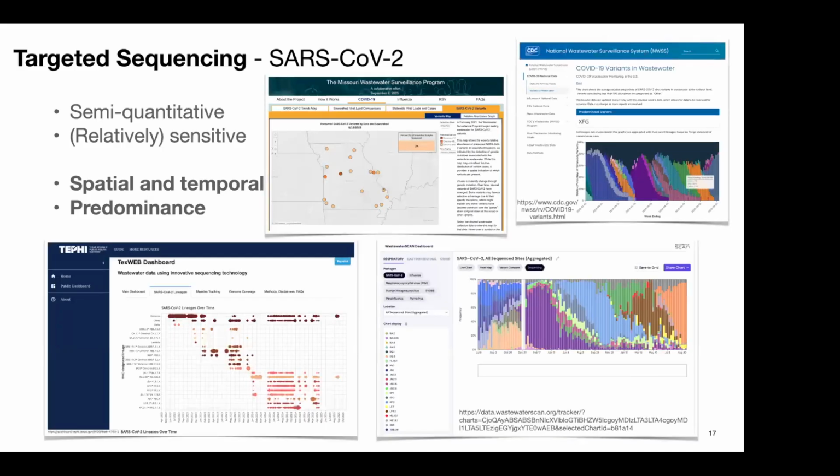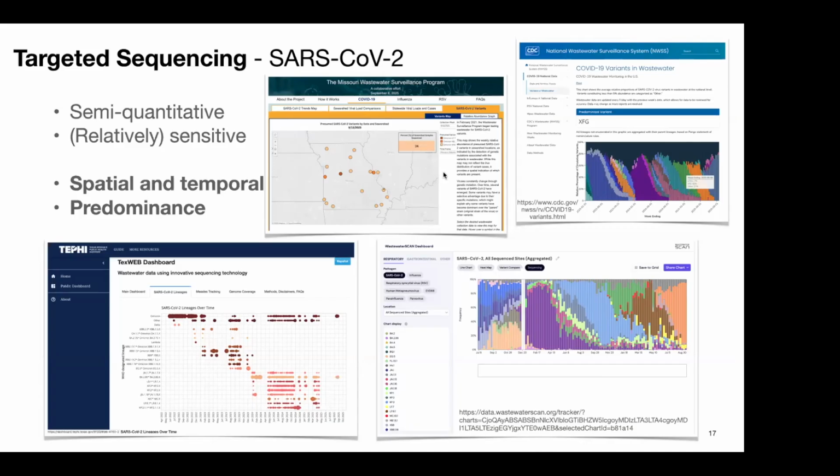And here are some dashboards that I picked that are near your areas. Missouri is maybe a little bit further, but I wanted to put it here because they're able to track the variants by only targeting the beginning of the spike gene. So I think it's really valuable and really good to see that they are able to track even now all the different variants circulating.